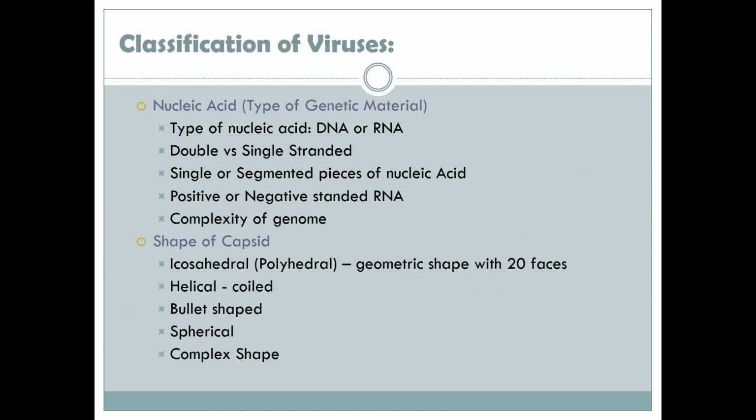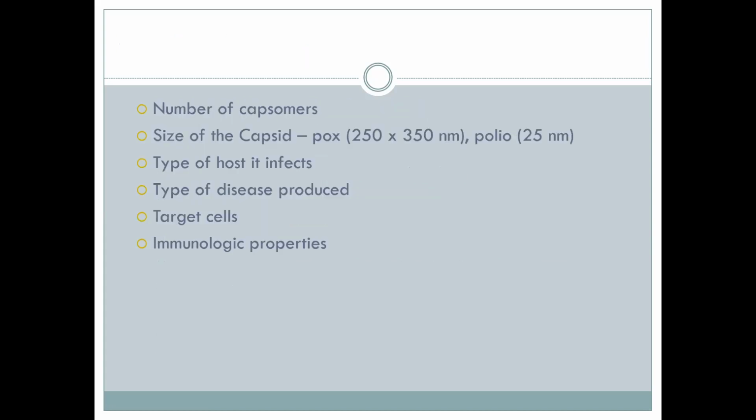So the takeaway notes: this is the classification of viruses by the nucleic acid, either DNA or RNA, double or single-stranded, segmented or non-segmented, positive or negative stranded, and the complexity of the genome. For the capsid, either icosahedral, helical, bullet-shaped, spherical, or even complex shape. The number of capsomeres and the size of the capsid, for example the pox is 250 by 350 nm, while the polio is 25 nanometers. We can also have the type of host it infects and the type of disease it produces, and of course the target cells.